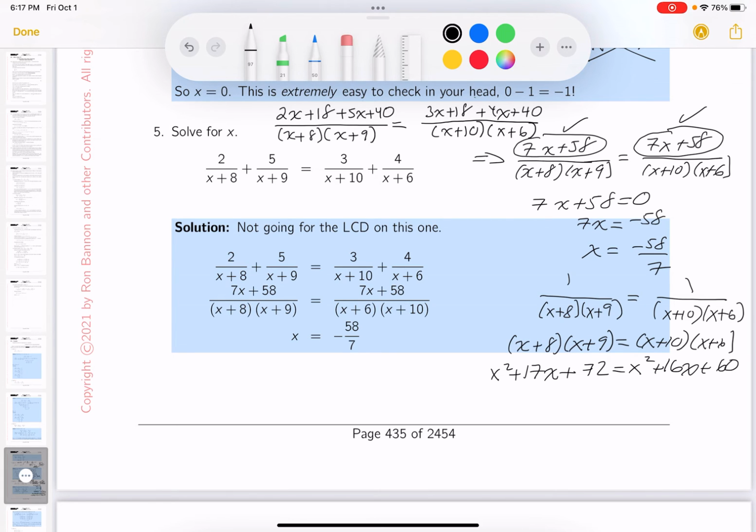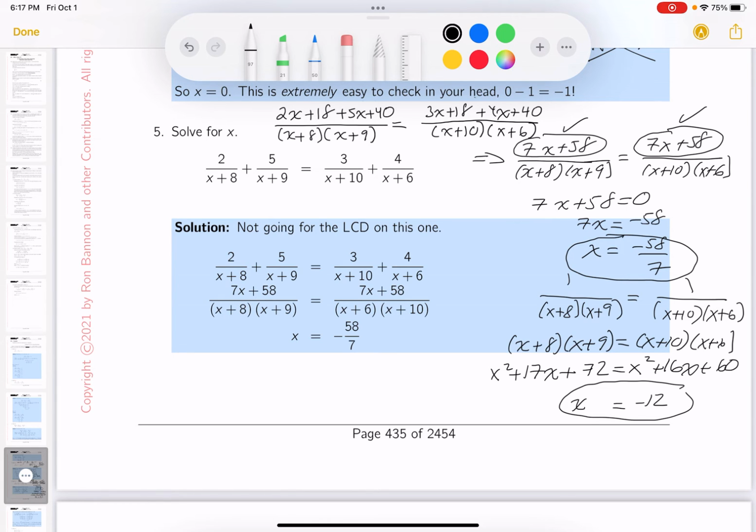I'm going to subtract x squared from both sides. That's fairly simple. And I'm going to subtract 16x from both sides. That would give me x. I'm going to subtract 72 from both sides, and that would give me minus 12. All right? So I'm going to claim that these two guys are my answer.